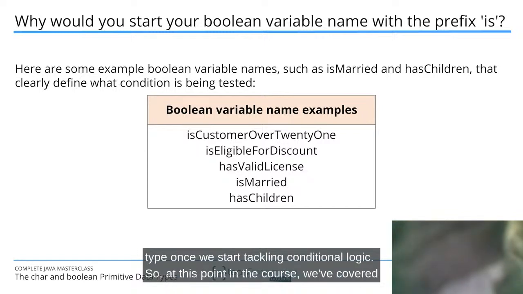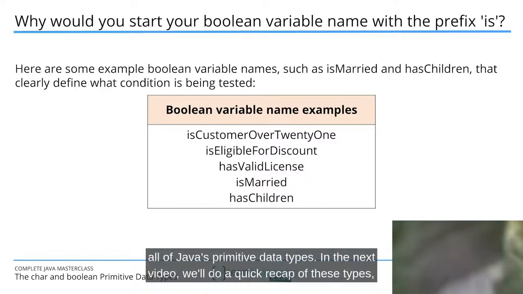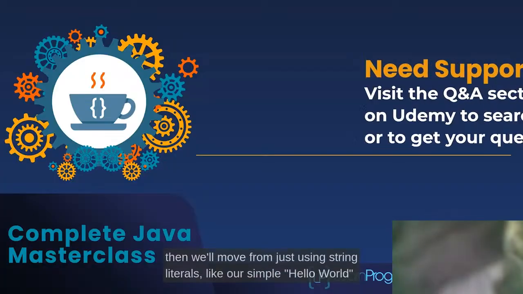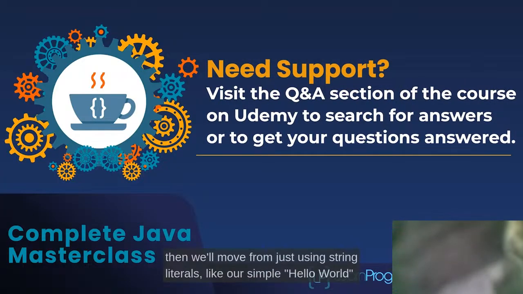So at this point in the course, we've covered all of Java's primitive data types. In the next video, we'll do a quick recap of these types, then we'll move from just using string literals, like our simple hello world example, to using string variables. Let's move on now to the next video.